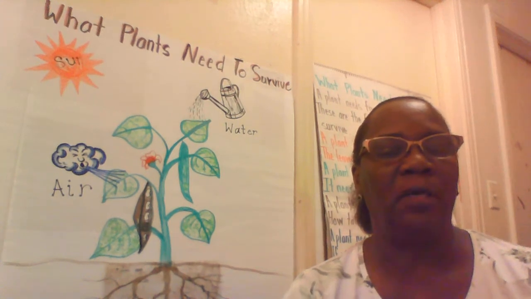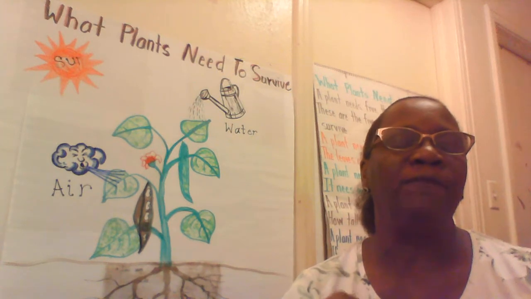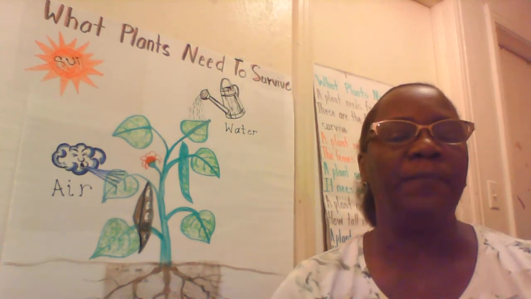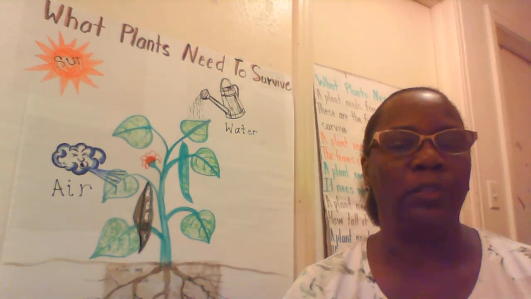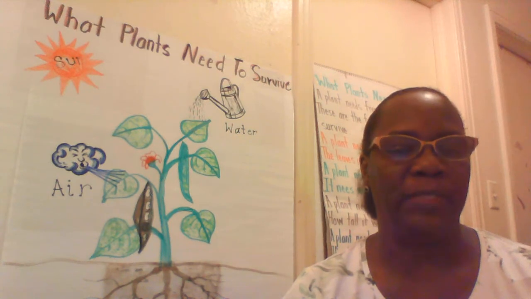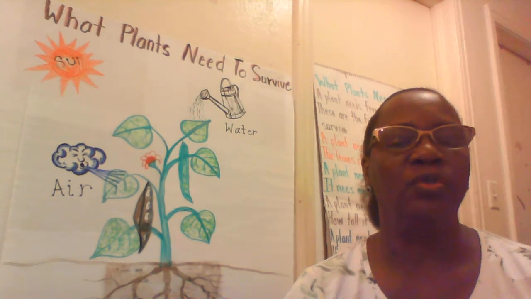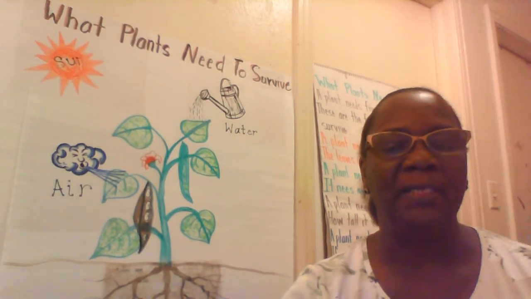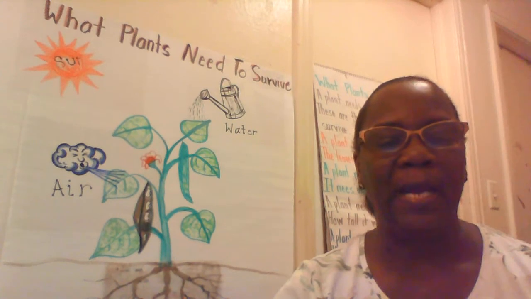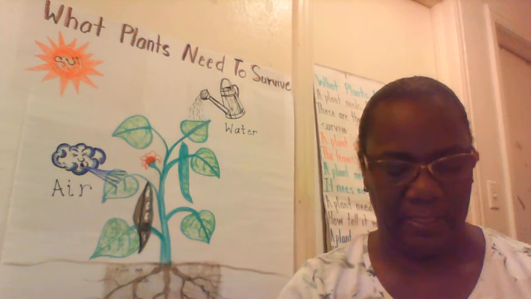Now, to help us to understand what plants need in order to survive, we need to learn a few new words. These will be our vocabulary words for this lesson. The first word that we will learn today is the word nutrients. Let's try to say that together. Nutrients. Can you say it with me again? Nutrients. Great. Now, nutrients is something that helps us to grow. I'm going to go ahead and put the word nutrients up on the board so you can look at it. Nutrients.